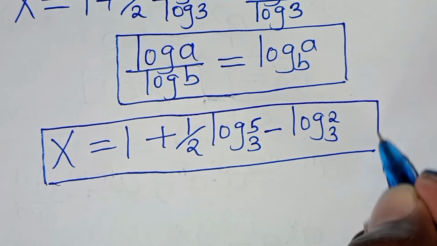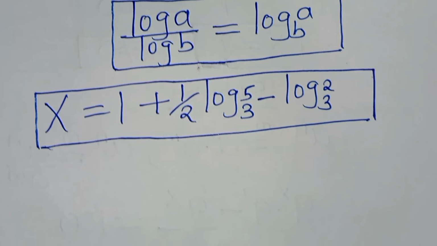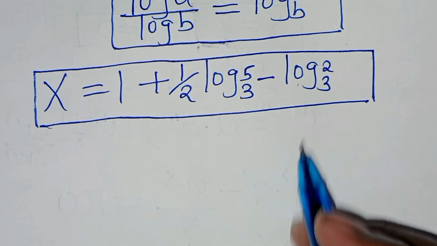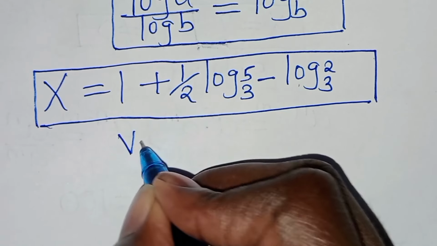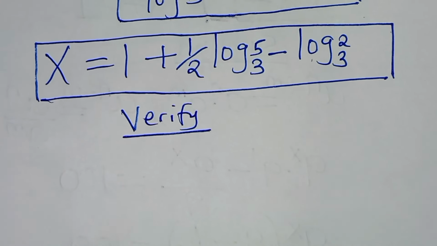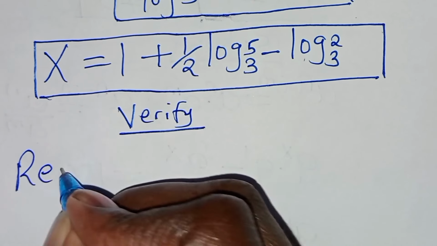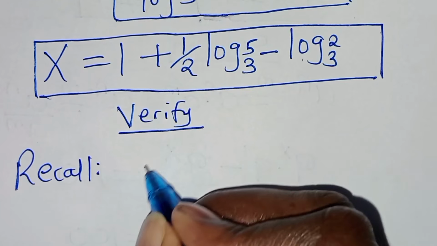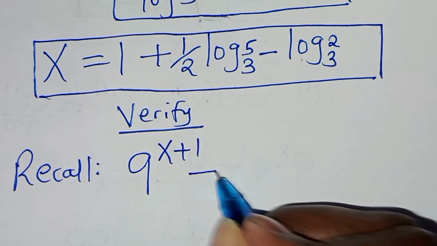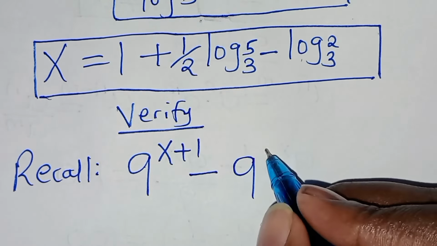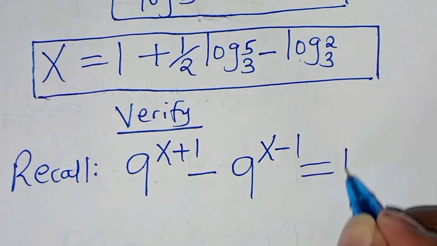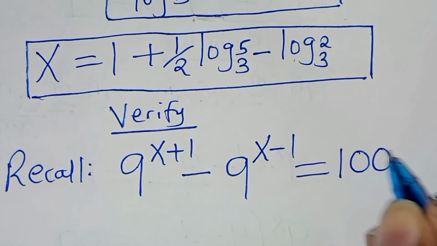So the next step from here is to verify that this value of x actually satisfies the equation. Now let's verify from here. Now if you recall, we have that 9 to the power of x plus 1 minus 9 to the power of x minus 1. This is supposed to give us a value of 100.